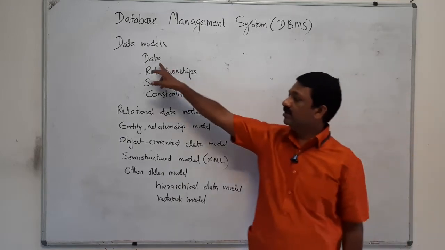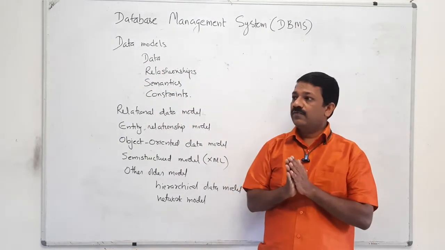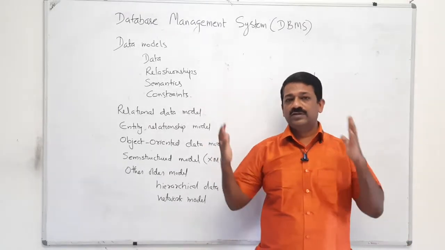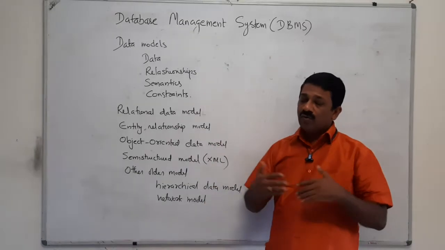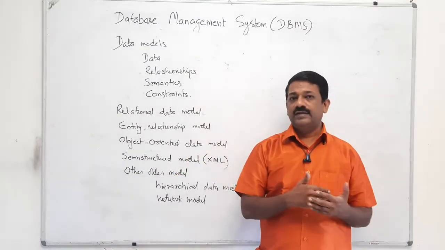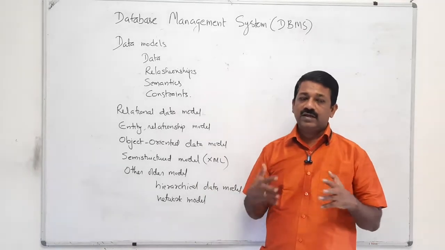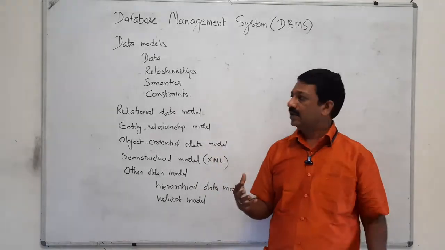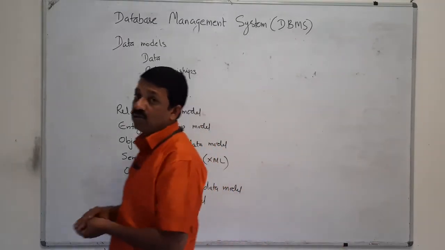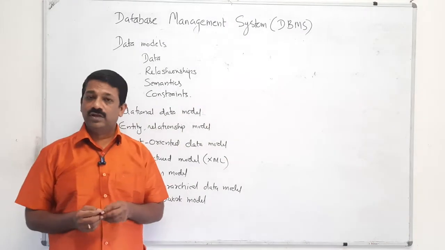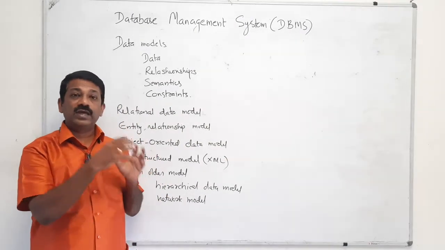That means data is whatever is there. For example, student information, teacher information, all those things are data, and how they are related. For example, A is the father of B, B is the son of A, etc. A number of relationships exist between data, and semantics and constraints are there. For example, a constraint: account balance should be greater than zero. That is a constraint.